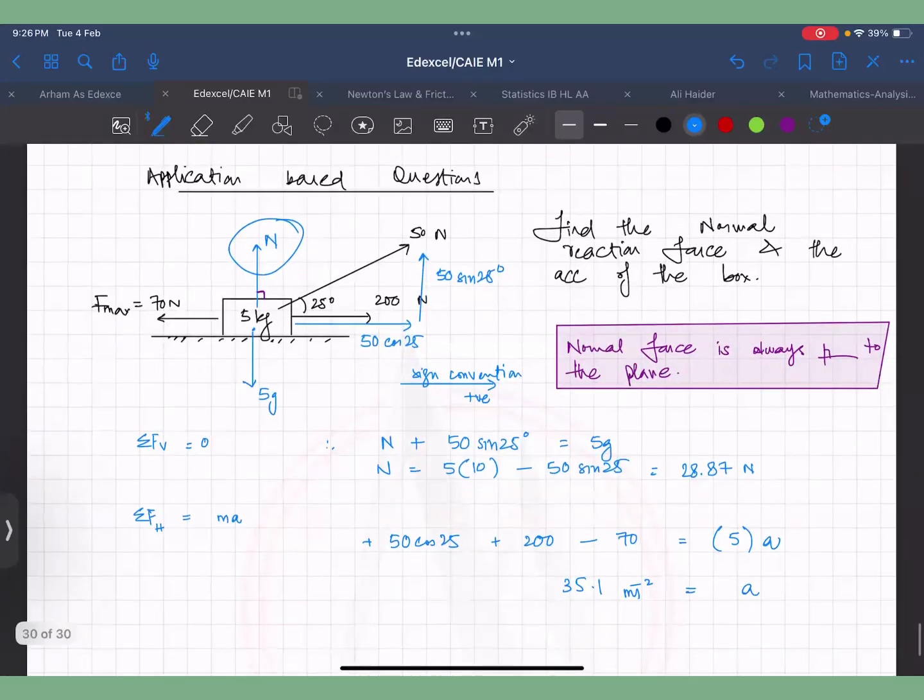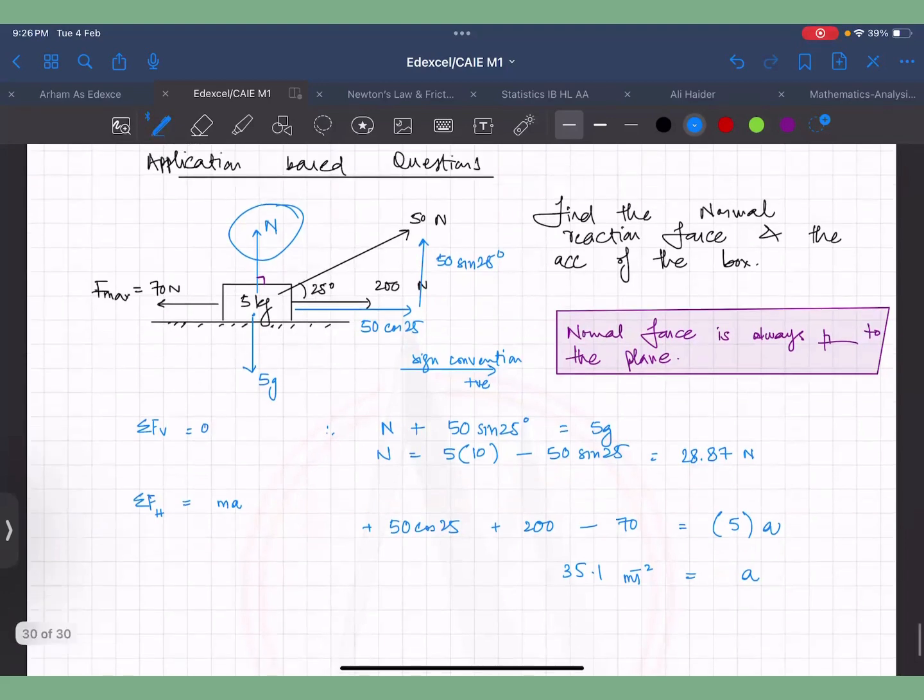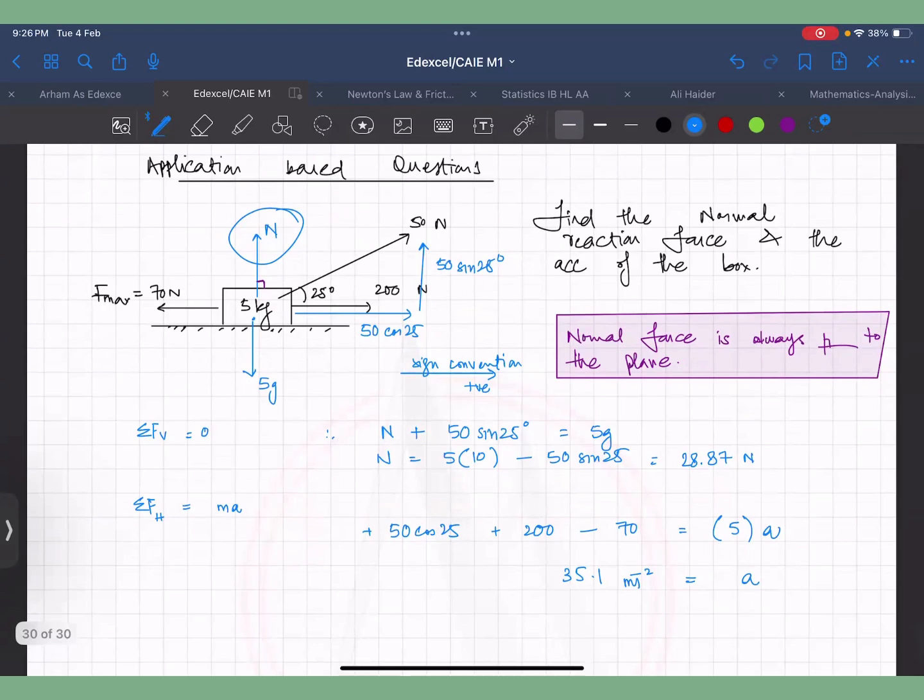My values, this is a question which I made myself. So the answer is not very realistic, but the method is very good. The thing that I want you to understand is how to find the acceleration if the resultant force is not 0. If the resultant force is 0, then definitely acceleration would be 0. If it is not 0, then this is how you find the acceleration.